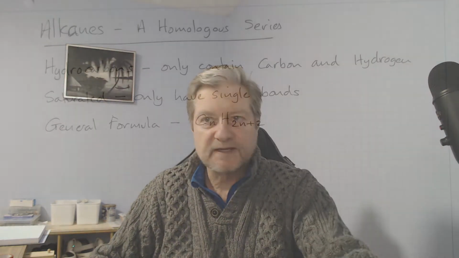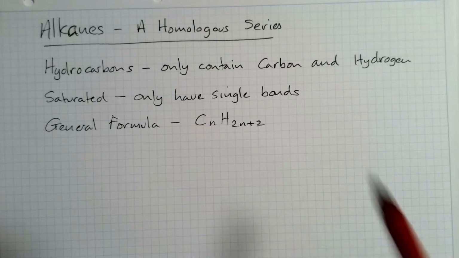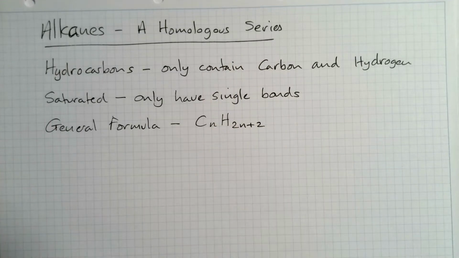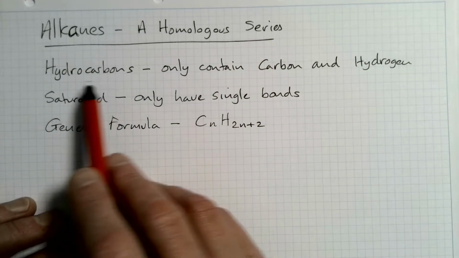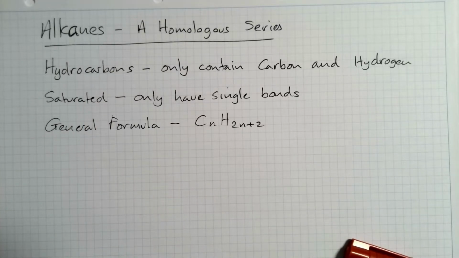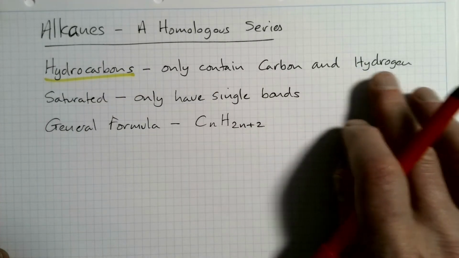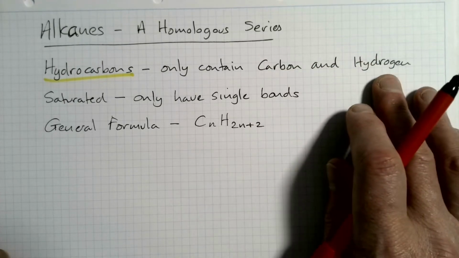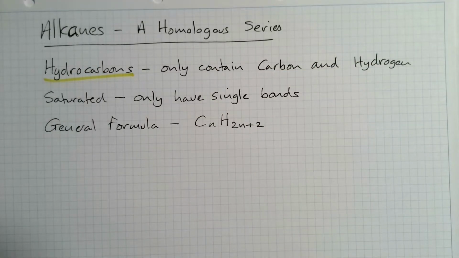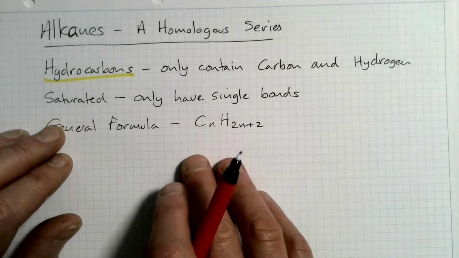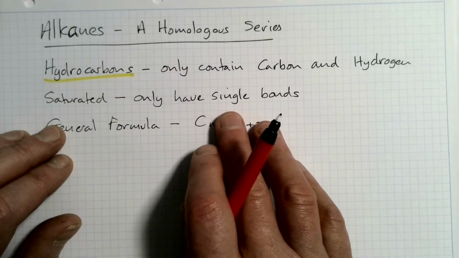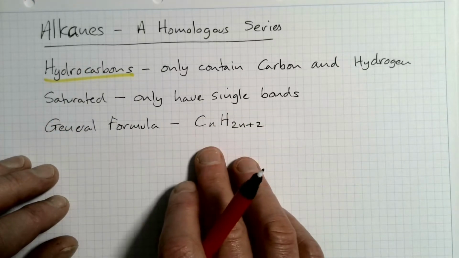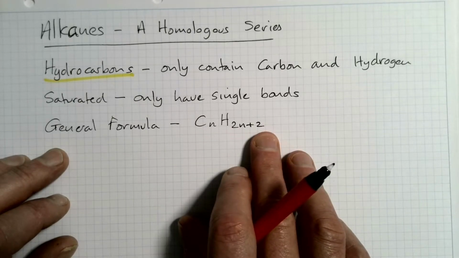So let's go to the desk here and have a look at some of the features of alkanes. Alkanes are a homologous series. A homologous series is a series of related compounds. They are hydrocarbons. Hydrocarbons is a term that you must remember, so I'll underline that one in yellow. Hydrocarbons are molecules that contain only carbon and hydrogen. So you don't have any other kinds of atoms in them. Essentially they're a pure organic molecule with nothing else but carbon and hydrogen. They are saturated. They only have single bonds in their structures, and they have a general formula that is CnH2n+2. Now I'm going to explain that.